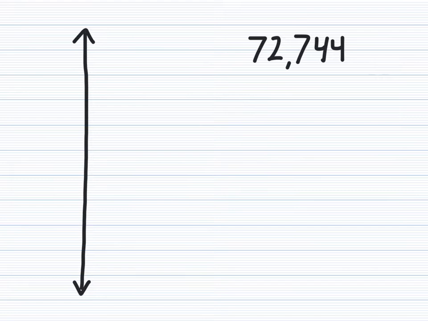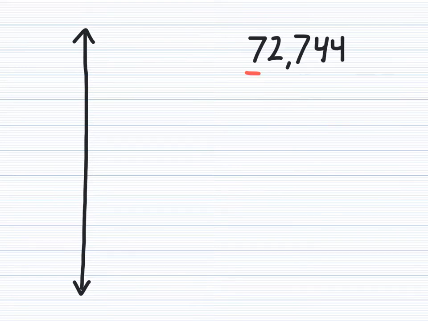Yesterday we practiced learning how to round numbers to the nearest thousands. And this number, 72,744, has 72 thousands. So I would have put 72,000 at the bottom of my number line, 73,000 at the top, and then come up with the midpoint. Today, we are going to round to a larger place value. We are going to round to the nearest 10,000s.